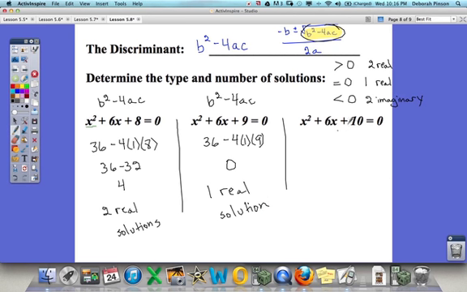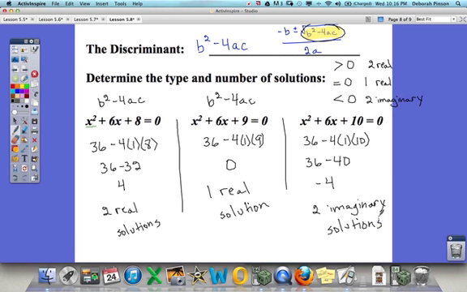I bet you can guess what's going to happen in the next one. So b squared minus 4ac. So I have 36 minus 40 is a negative 4. If it's negative, I'm going to have 2 imaginary answers, or they call them solutions here.